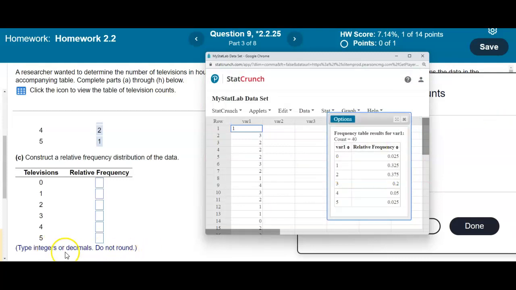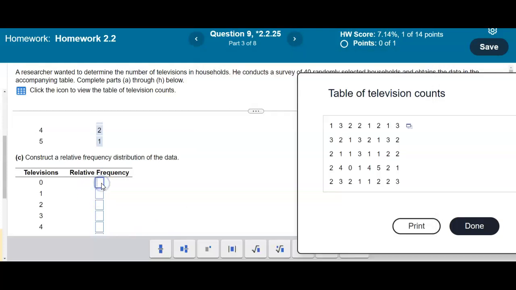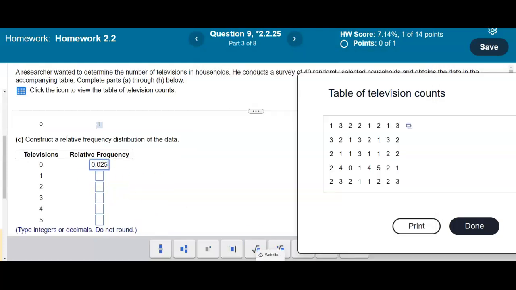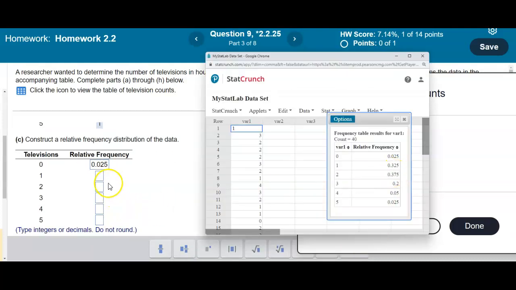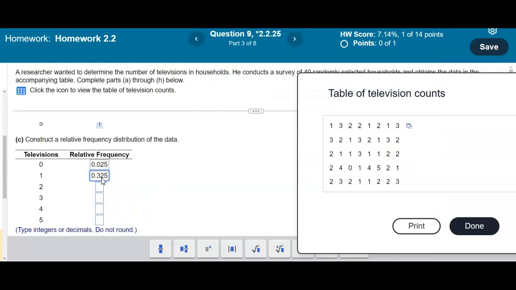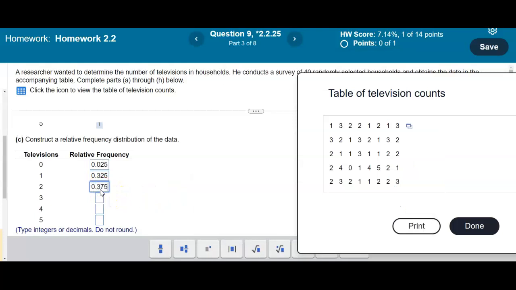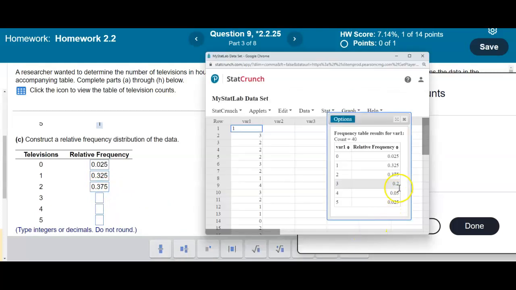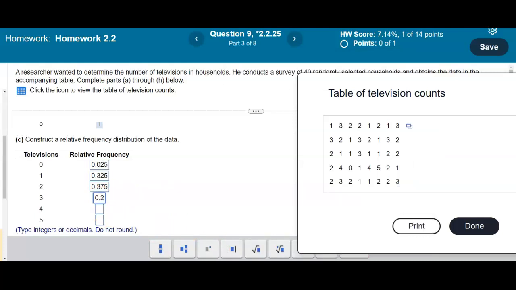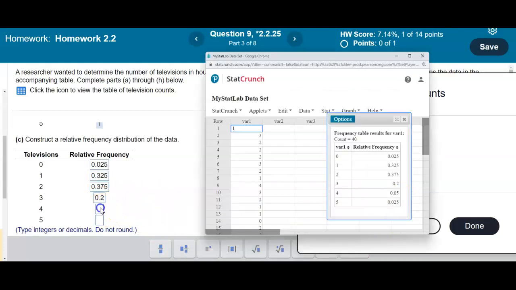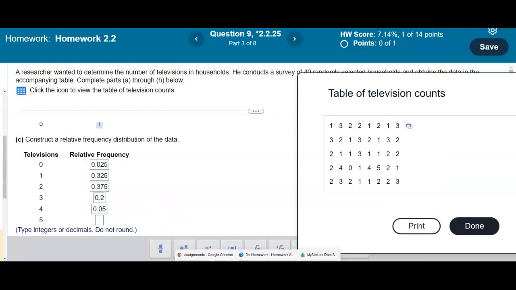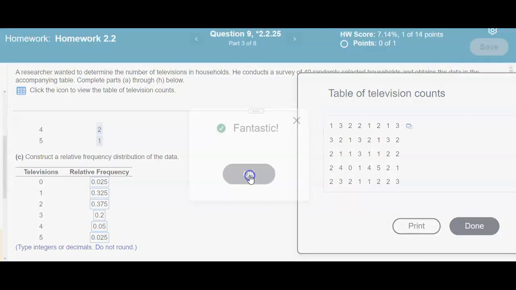So now it says type integers or decimals and do not round. So we have 0.025, and then 0.325, and then 0.375, and then 0.2, 0.05, and then 0.025. Check our answer, and there is our result.